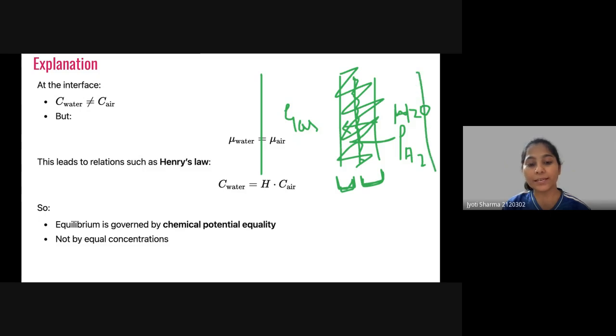Because we have two very different phases, it is near to impossible that we will have the same concentration. To maintain the equilibrium, the chemical potential should be the same, and the concentration here will follow Henry's law. For the equilibrium, the concentration in water will not be equal to the concentration in air.